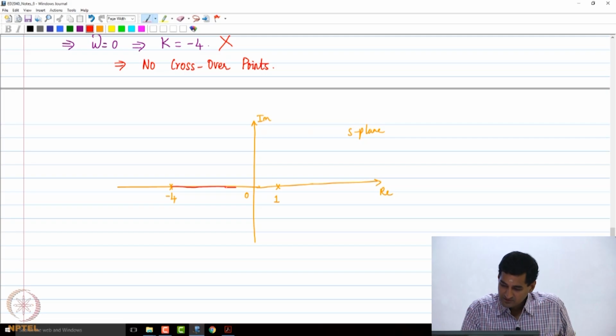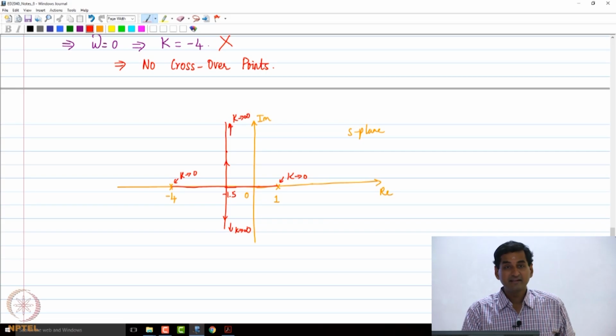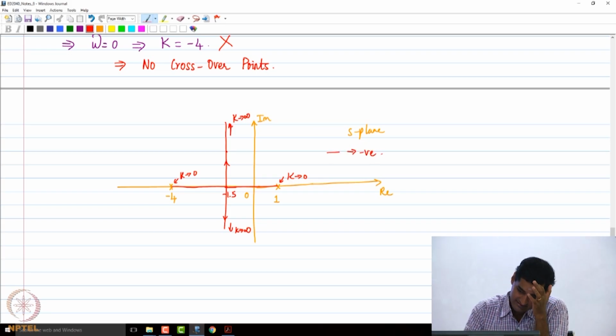I think the point of intersection was at -1.5 and then it broke out and it went in 2 branches. This was k tending to 0, and this happened as k tends to infinity. This was with negative feedback. So, the red line indicates negative feedback.